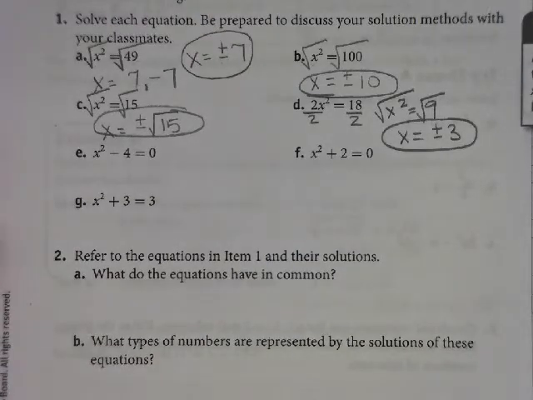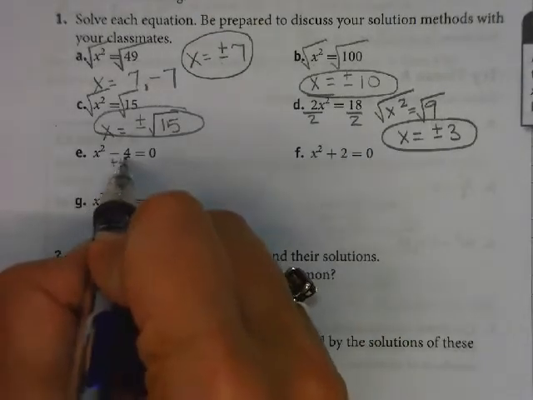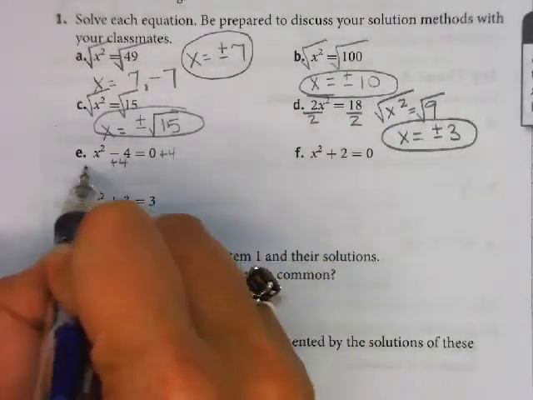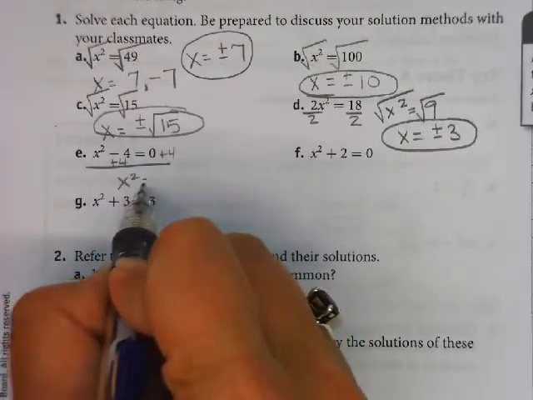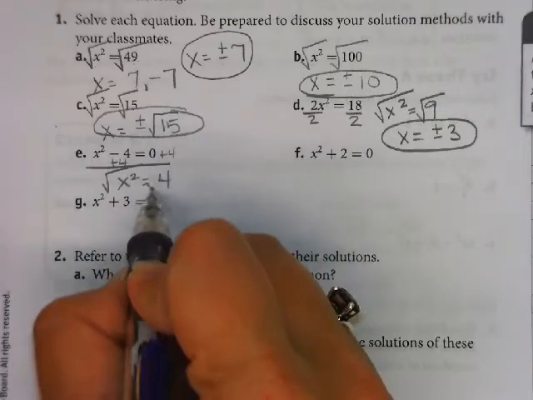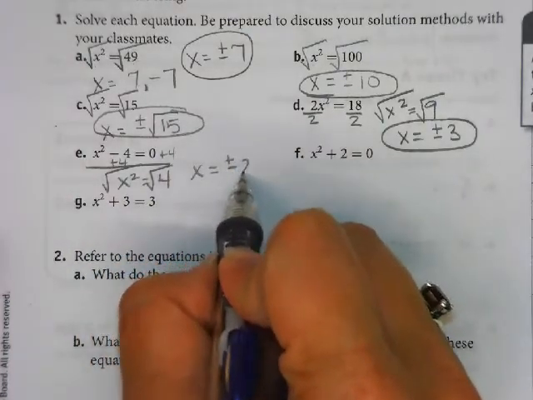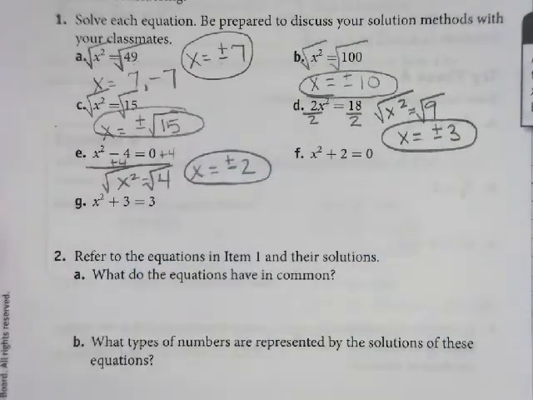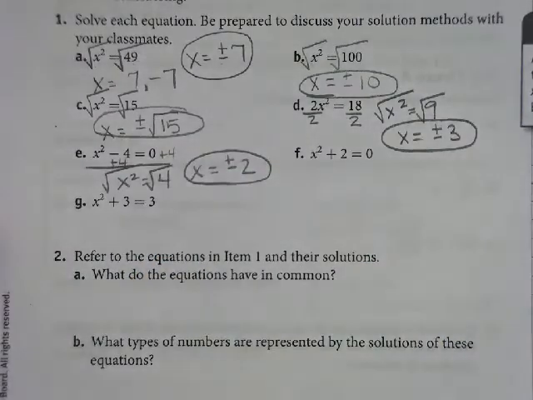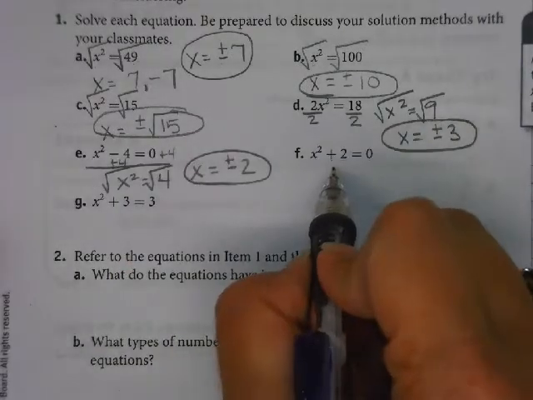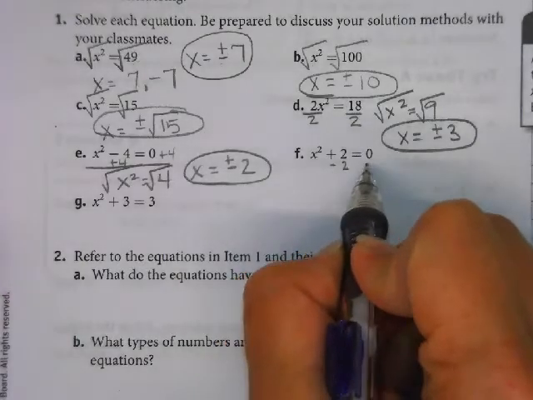All right. What about E? How would we solve this? We're going to add 4 on both sides, and then we're going to take the square root, and x is equal to plus or minus 2. I promise there's a purpose. Let's think about this next one. Be careful. We would what? Minus the 2.